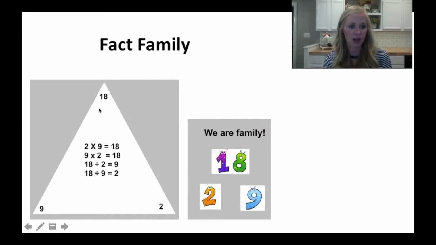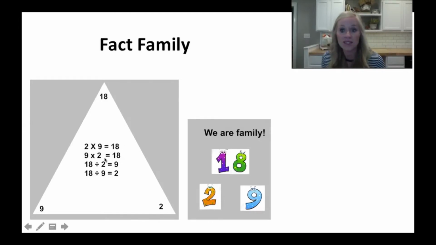We see that 9, 2, and 18. So at the top of our triangle, we have 18. And in our 2 corners, we have 9 and 2. So we know that 2 times 9 equals 18. We can also say that 9 times 2 equals 18. Remember, we can flip those factors and that product remains the same.